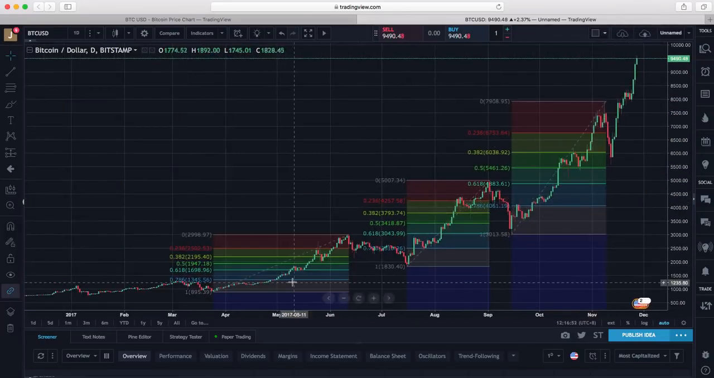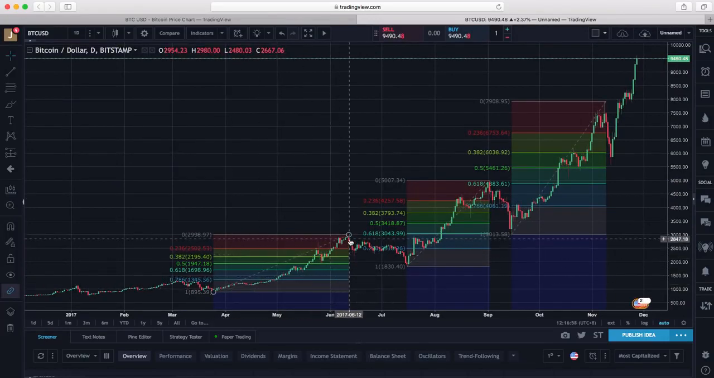So on the 3 waves that Bitcoin's had in 2017 so far, you can see that the correction has been about 50% to 61.8%.